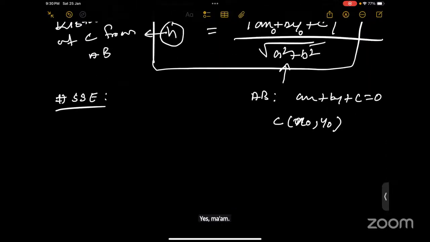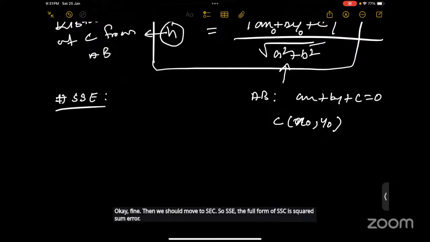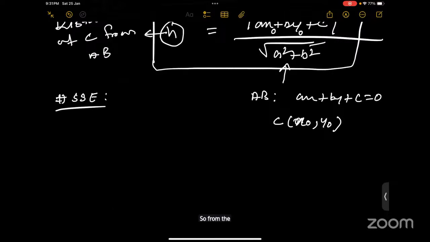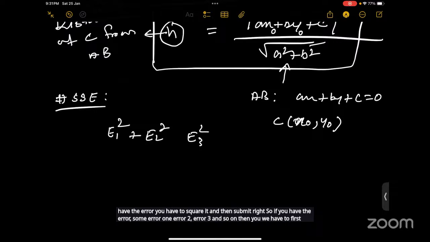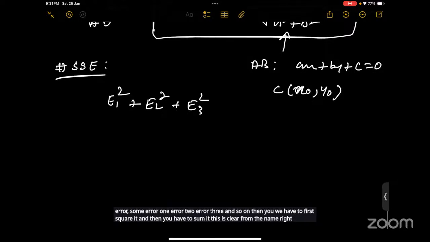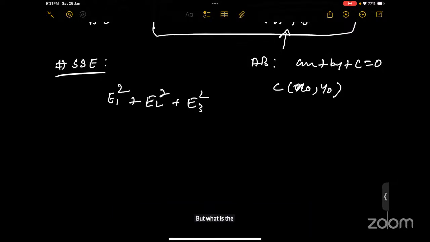So SSE, the full form of SSE is squared sum error. From the name, we can clearly think that if you have the errors, error 1, error 2, error 3, and so on, we have to first square each one and then sum them. This is clear from the name, right? But what is the purpose of SSE?